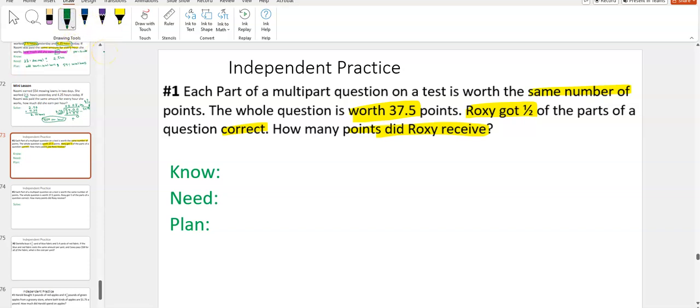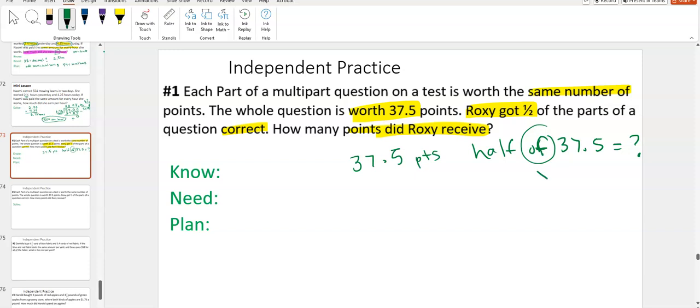So we need to kind of break this down, right? So the whole test was 37.5 points, or the whole question, and she got 1/2 of 37.5, and that's what we're trying to figure out. What is 1/2 of 37.5? This word "of" means multiplication. When I want to find 1/2 of something, I'm multiplying it by 1/2. So that's what my plan is going to be. I'm going to do 37.5 times 1/2, or 0.5 in decimal format.